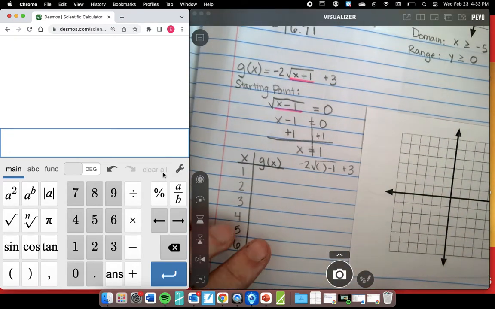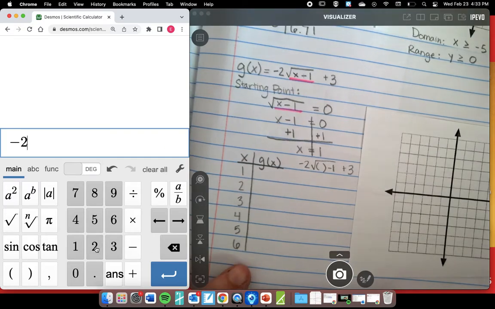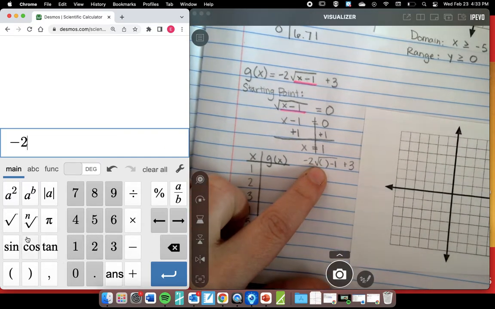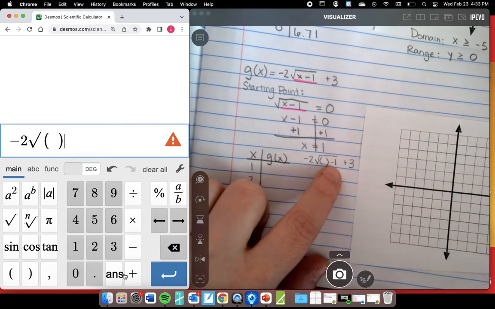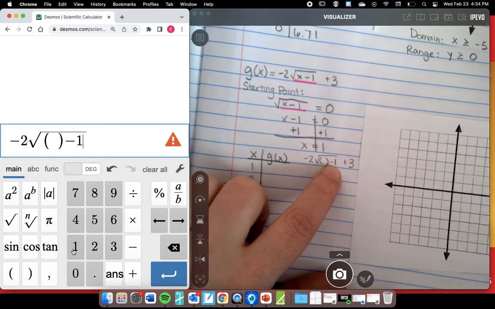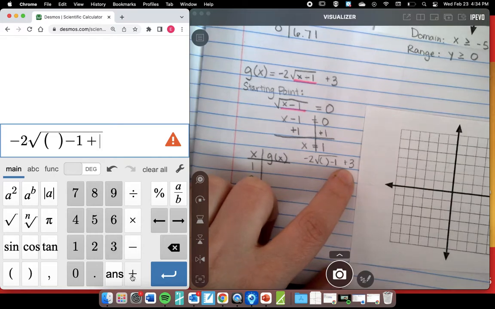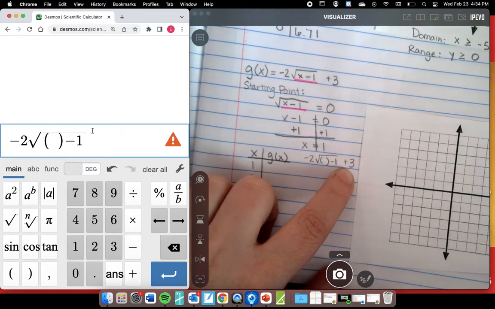So I'm going to clear this out. Negative 2 square root, use parentheses first, minus 1. And now if I just do a plus 3, notice that plus 3 is still under that square root. I don't want that. So I'm going to delete, and click next to it, or I can click this arrow. So then it's on the outside, so plus 3. So I shouldn't see that line keep going over that.